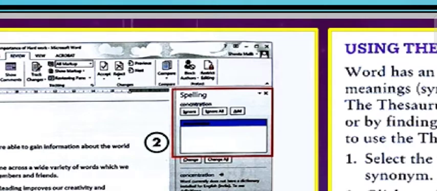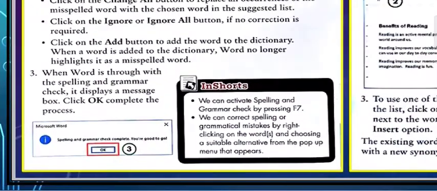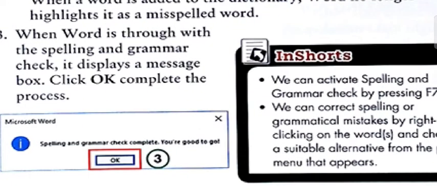Next, when Word is through with the spelling and grammar check, it displays a message box. Click on OK to complete the process. Here you can see this message will be displayed on your screen.